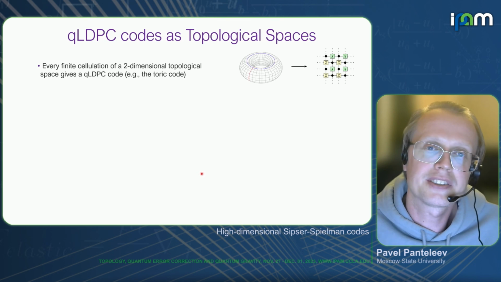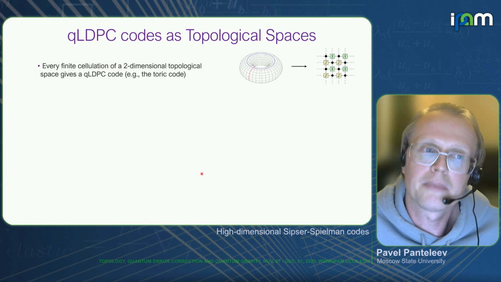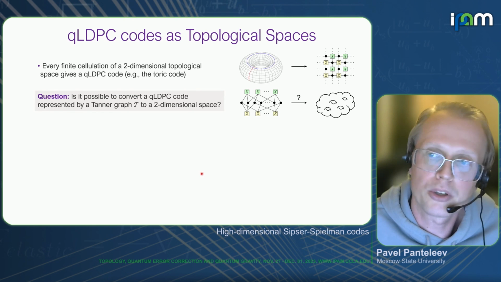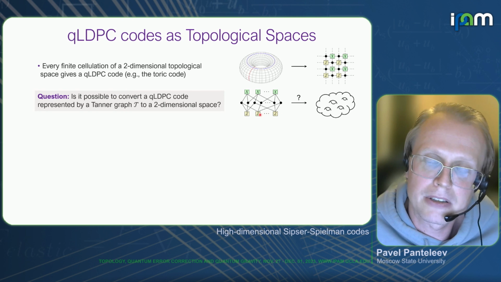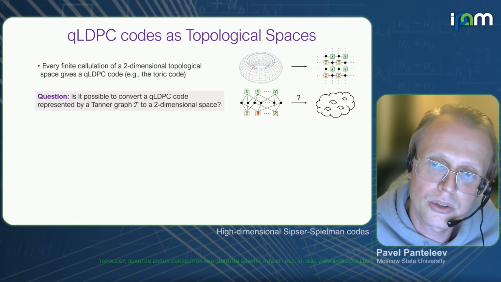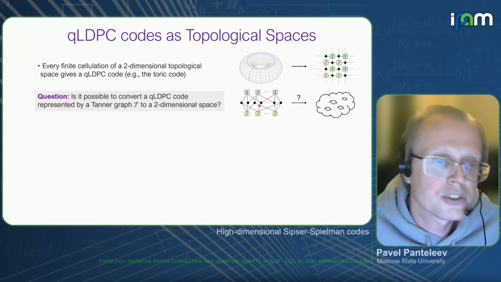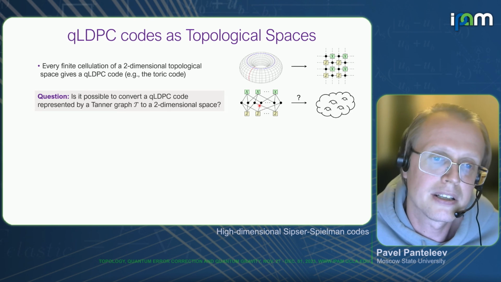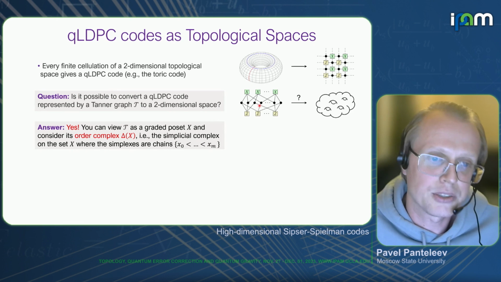Why are we interested in these posets? This is because every simplicial complex of a two-dimensional topological space, for example, can also be considered as a poset. You have a three-level poset: a level that corresponds to Z, a level that corresponds to qubits, and a level that corresponds to X. And you have an order relation between them. And it is very natural to ask, can we use this idea to construct maybe new qLDPC codes? And the answer is yes.